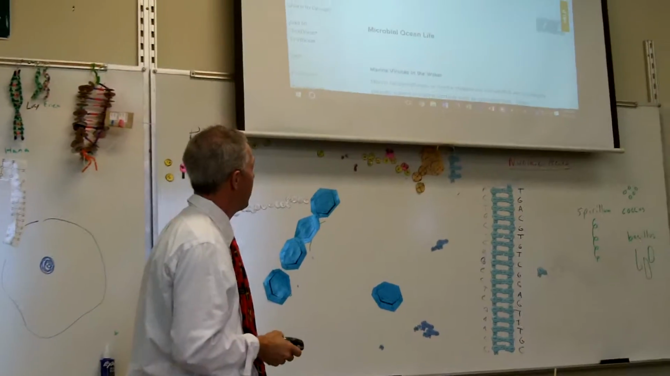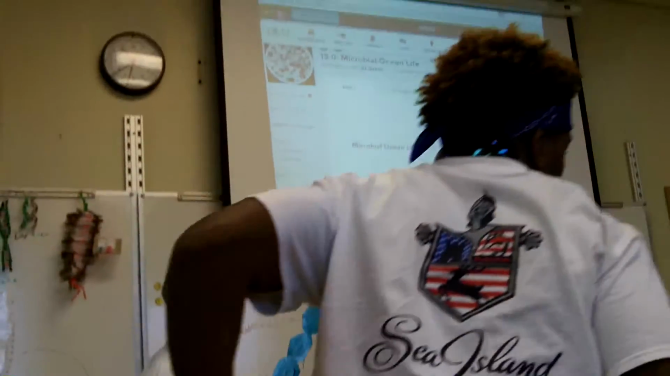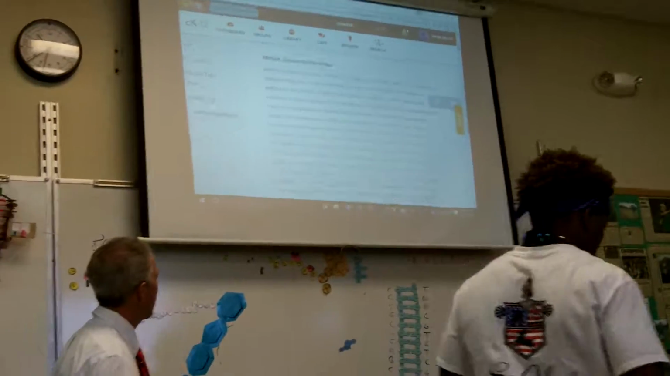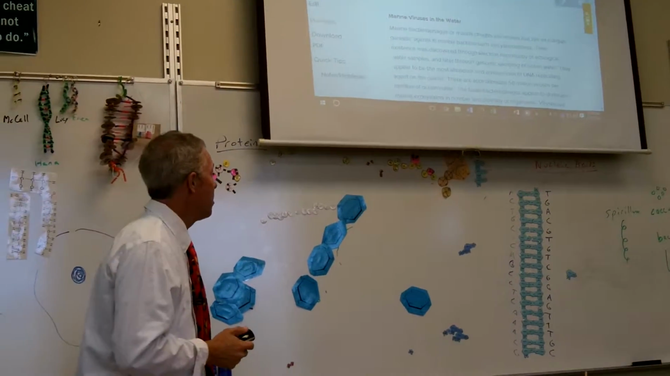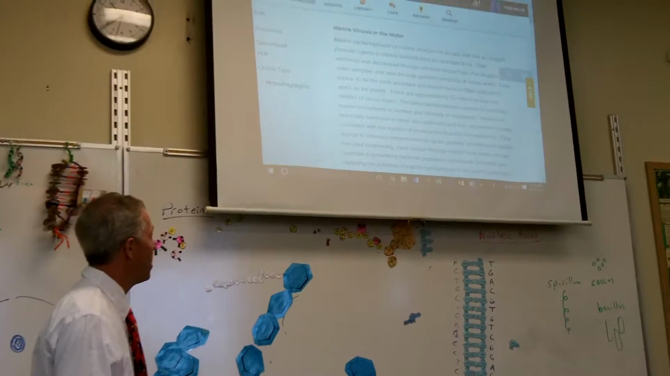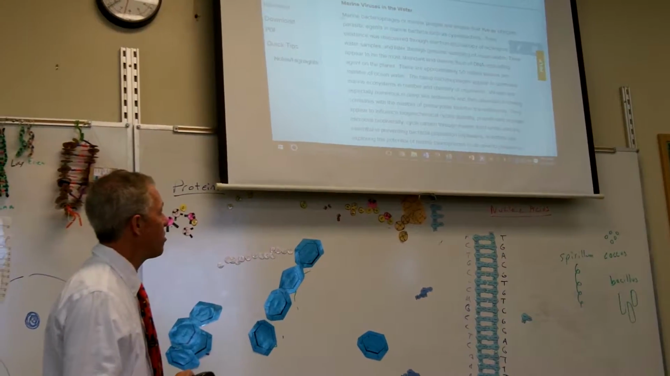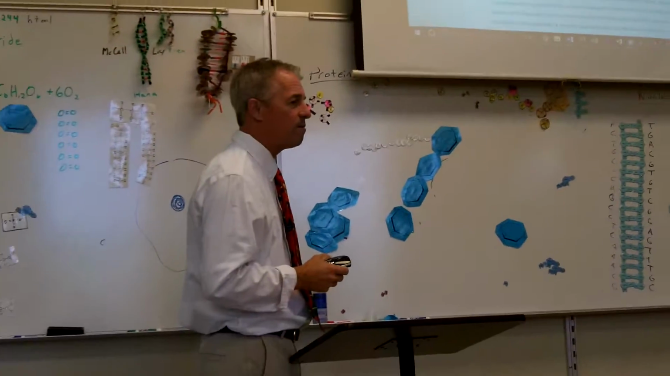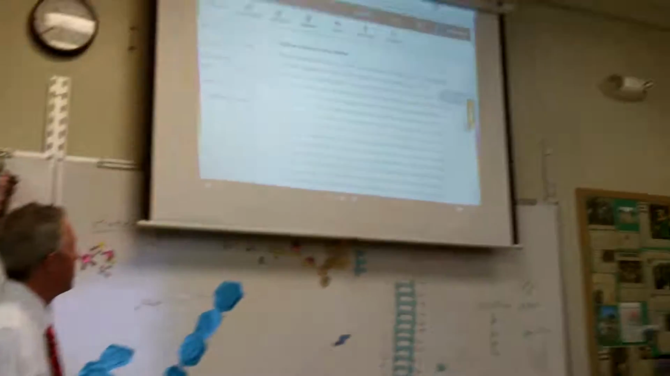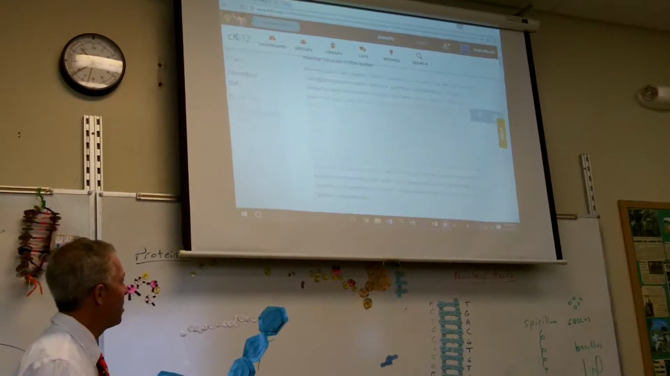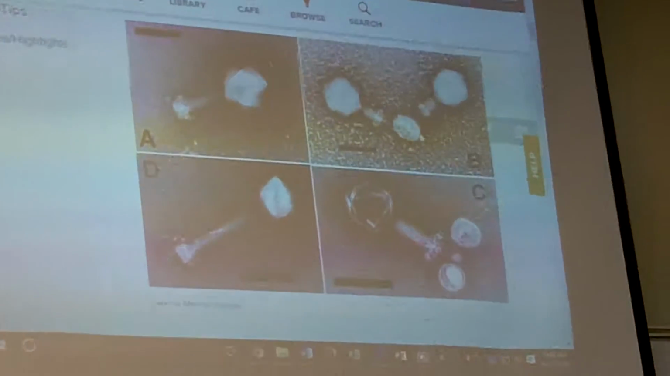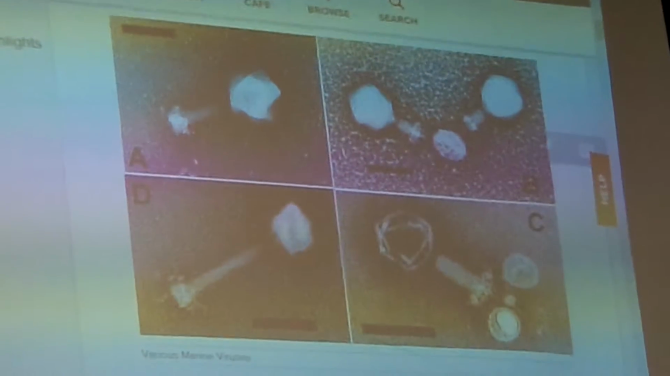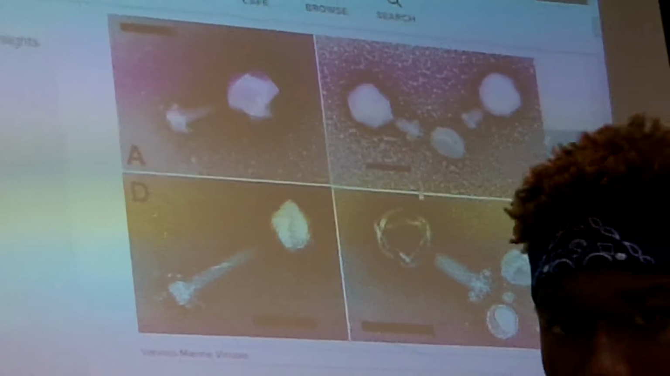So we're going to start with the Microbial Ocean Life, which is chapter 13. And I forgot to make the PowerPoint on this, so we're just going to follow the book along here. But we start with viruses, marine viruses. Now when we use the word marine, you know what we're talking about? Water. So viruses in the water. So what do we have there? We have these things. These are some of the viruses that are found in the ocean waters.